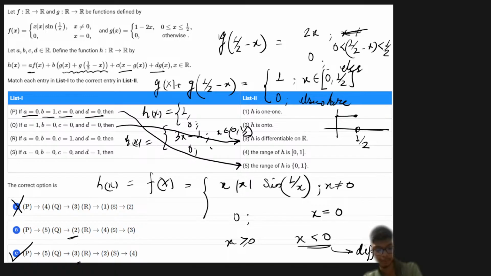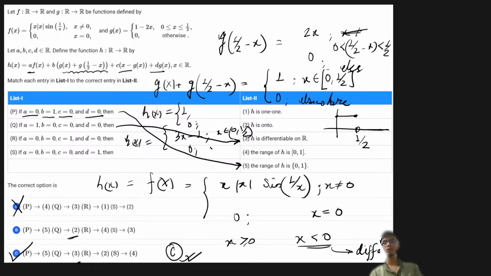Is this part clear to all of you? So therefore, we will have option number C as the correct option. Is this part clear? Please do let me know if this part is clear or not.